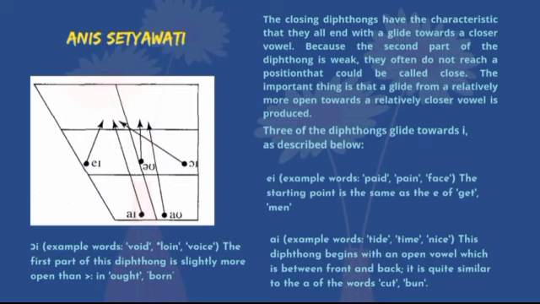AI. Example words: tide, time, nice. This diphthong begins with an open vowel which is between front and back. It is quite similar to the A of the word cat, ban.